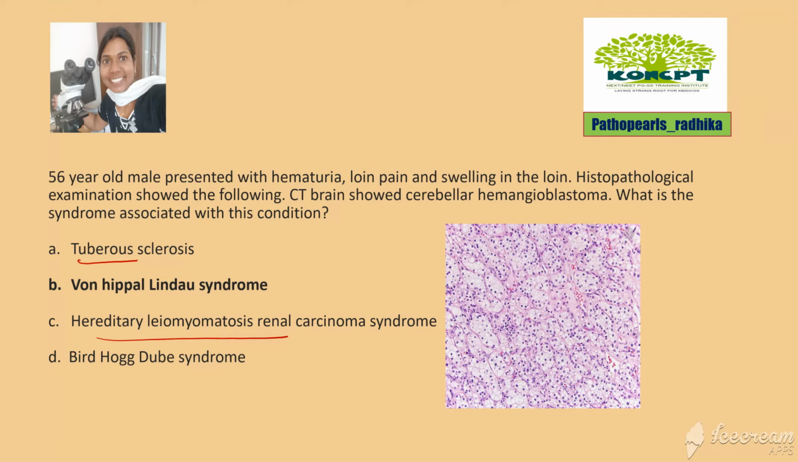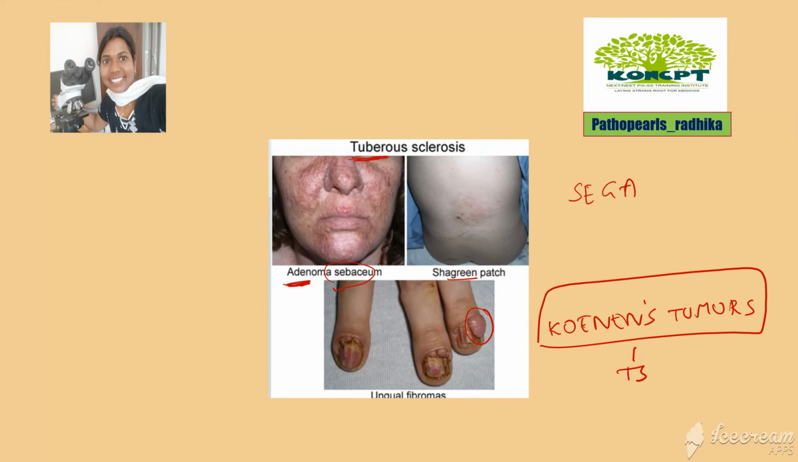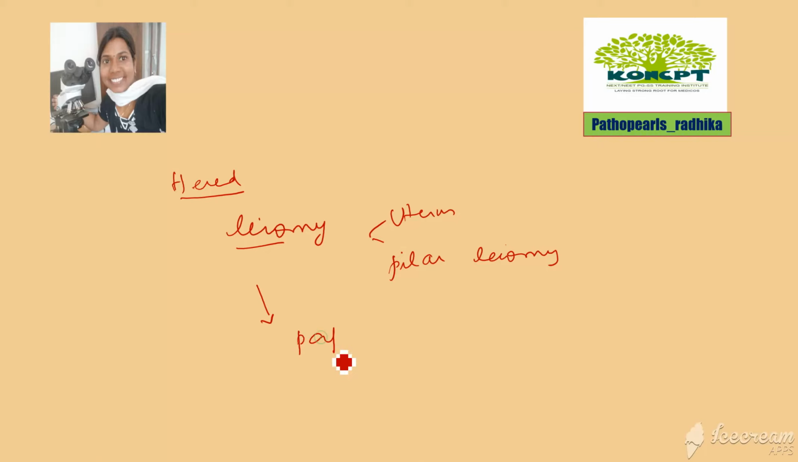Going to the next option, hereditary leiomyomatosis and renal cell carcinoma syndrome. That syndrome is associated with multiple leiomyomas in the uterus and skin. If you get leiomyomas in the skin, we call it a pilar leiomyoma. And here you don't get clear cell RCC. In hereditary leiomyomatosis and renal cell carcinoma, you get papillary RCC. This syndrome is associated with mutation in the fumarate hydratase gene. So this is about this syndrome.